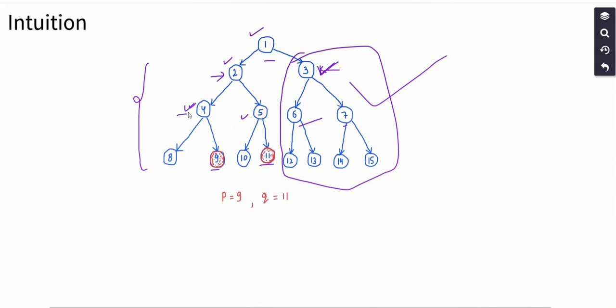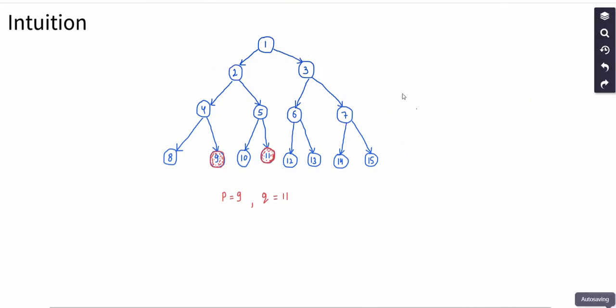And since these nodes are not LCA, both these subtrees are out, and we know that our LCA would be this node, that is node number 2, and hence the LCA for 9 and 11 would be 2. Fine, so that's how we used to solve this problem.